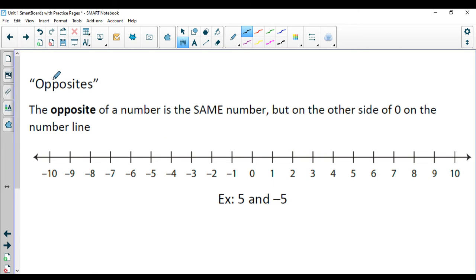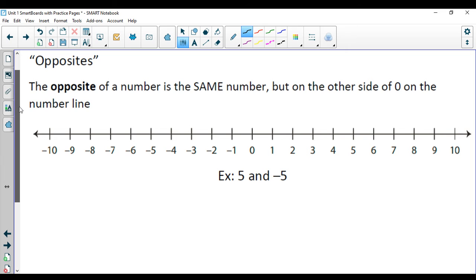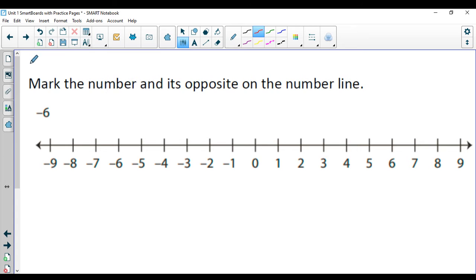The next part of your notes talks about opposites, which is kind of how I started talking about the lesson and the definition of integers. The opposite of a number is the same exact number, but it's just on the other side of 0 on the number line. So for example, here we have 5 and negative 5. So 5 is over here, negative 5 is over here, and if you notice that 0 is right down here in the middle. But you have positive 5 to the right of 0, and then your opposite is 5 units to the left. So they're just on opposite sides. One's the positive version, one's the negative version.